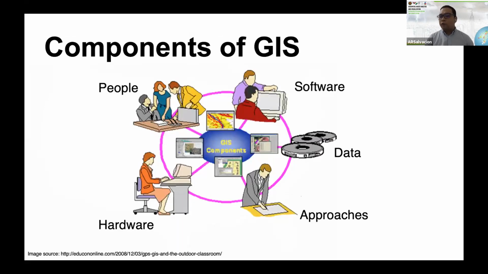So these are the components of GIS if we're trying to develop a GIS system in our laboratory or in the classes in the college. So first you have to get people, you have to have software, you have to have the data, the hardware, and the approaches. So I'll go through quickly each of them.